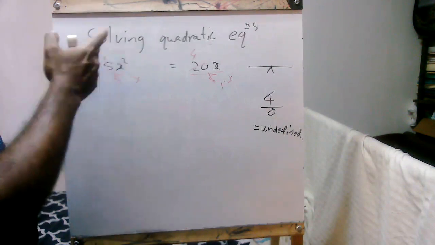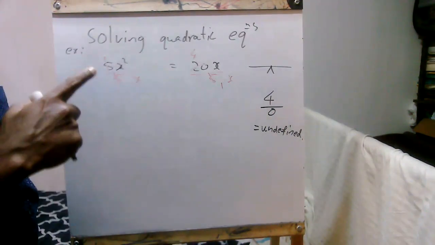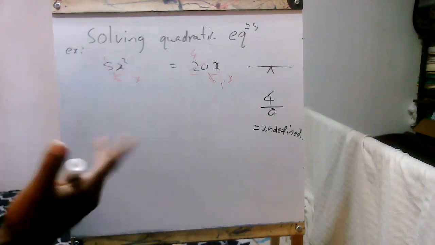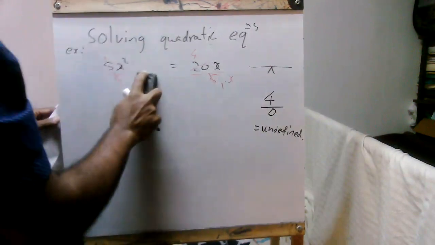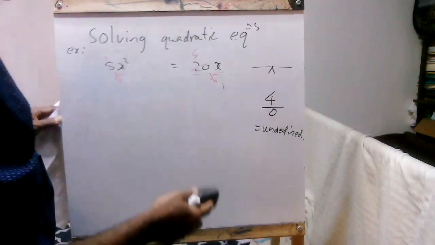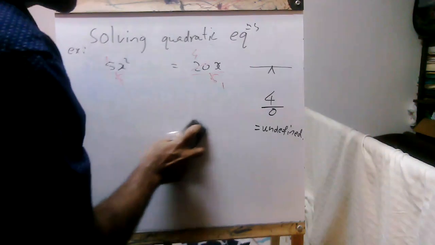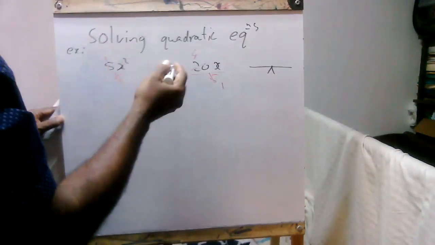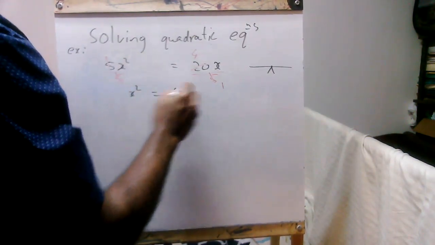But in this case, if you divide by x, you make an assumption. You assume x is not 0, which we do not know, right? Therefore, it is not fair to divide by x. In fact, you will see x equals 0 is one of the answers, right? Now we get x squared equal to 4x.